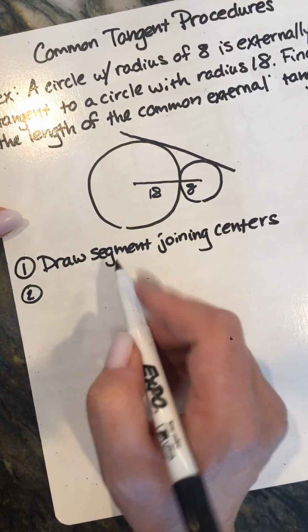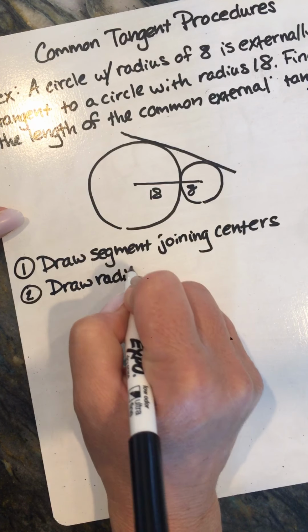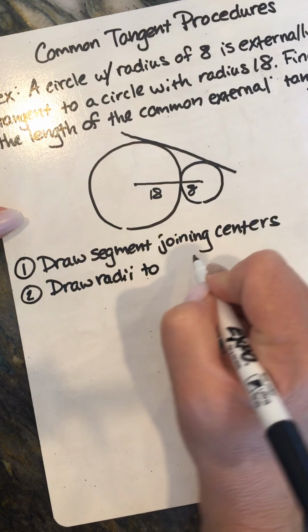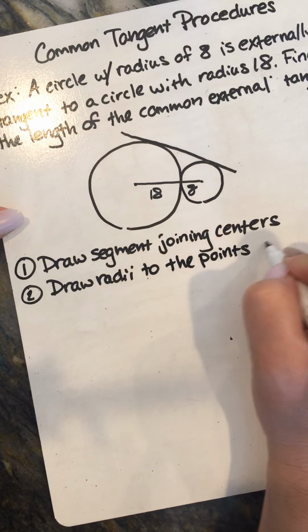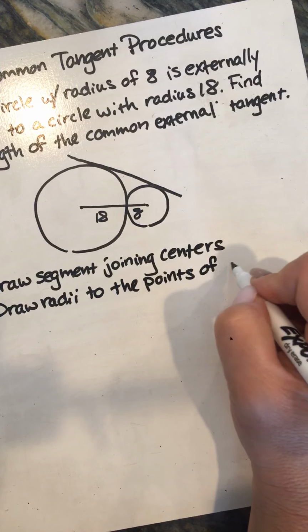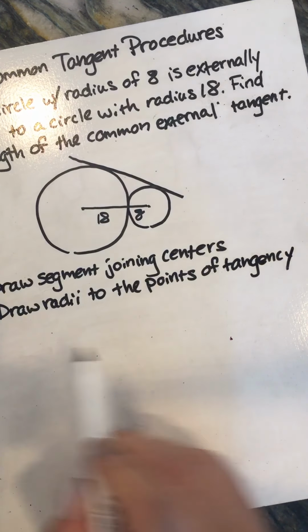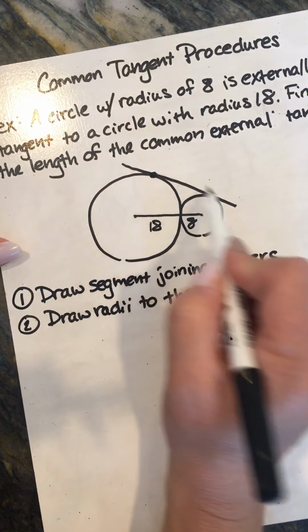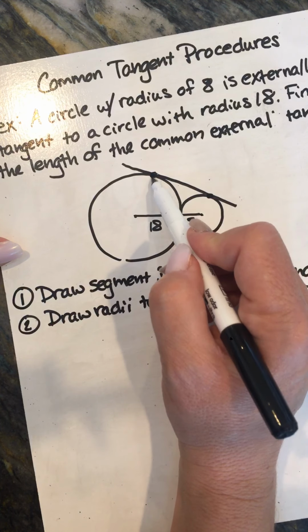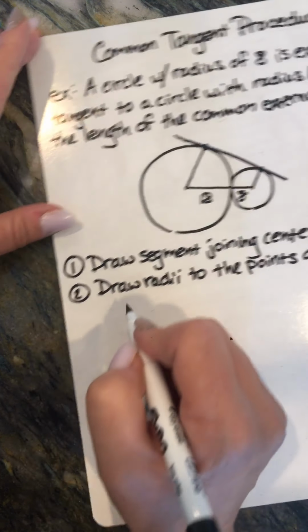Okay. Draw radii to the points of contact. Or we're going to say tangency because that sounds fancier. Draw radii to the points of tangency. So here we're going to draw radius. Here's one point of tangency. Here's the other one. So just draw radii in. There we go. All right, step 3.